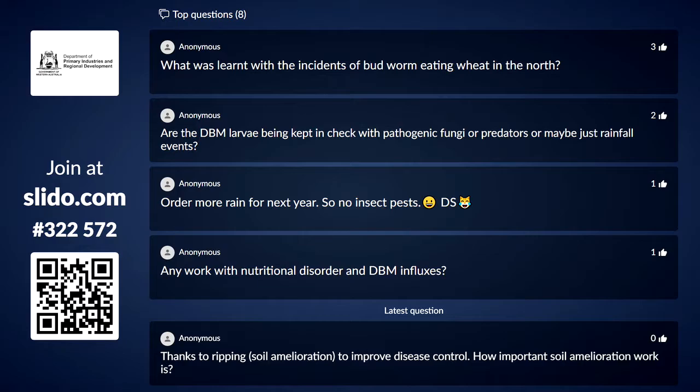Thanks to ripping, soil amelioration to improve disease control. How important is soil amelioration for this?